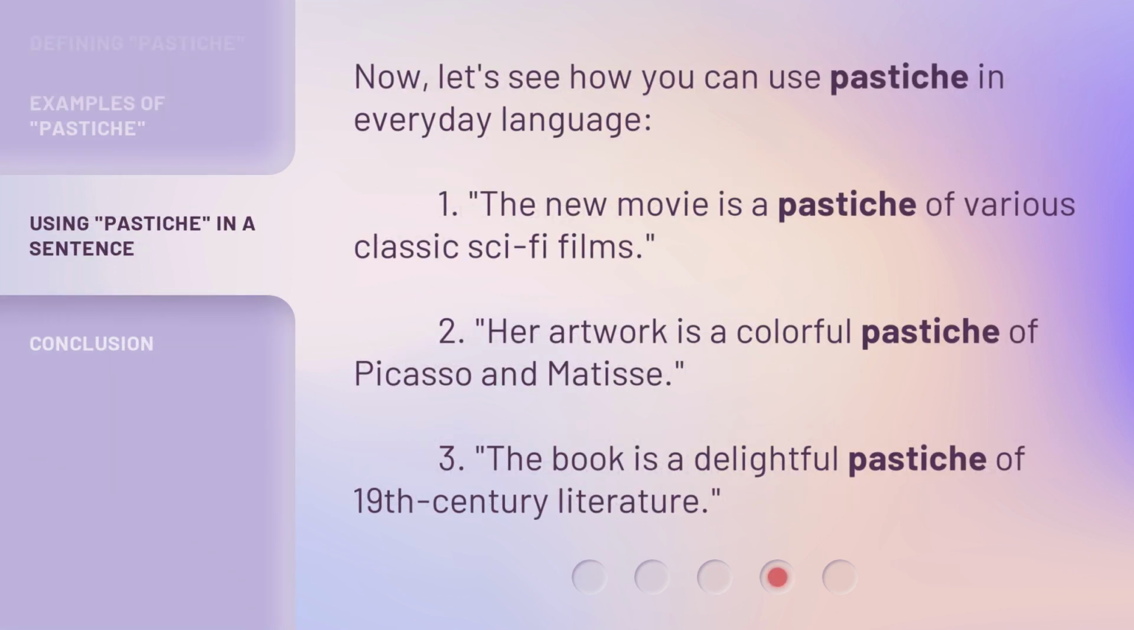Now, let's see how you can use pastiche in everyday language. 1. The new movie is a pastiche of various classic sci-fi films. 2. Her artwork is a colorful pastiche of Picasso and Matisse. 3. The book is a delightful pastiche of 19th-century literature.